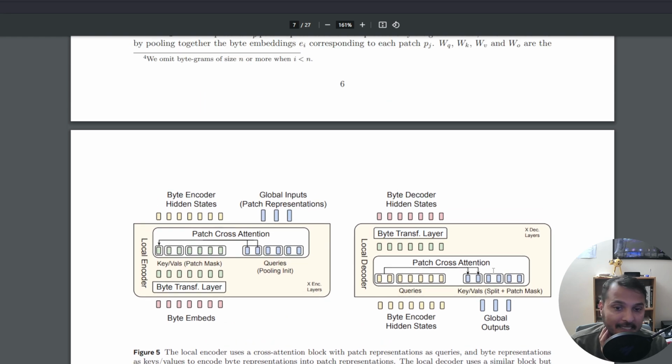we basically get the output. So we will use the bytes and the outputs of the large transformer, and then the bytes will be used as queries and the patches as keys and values, and then just attention on the bytes. So you finally get bytes as output. The input is in bytes and the output is in bytes. The patches are generated using entropy.